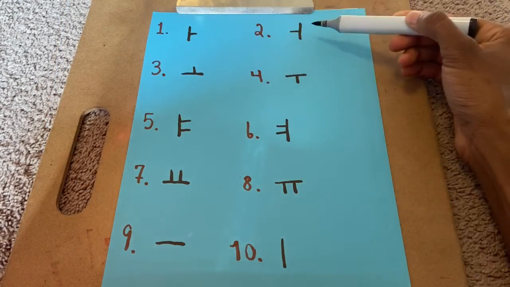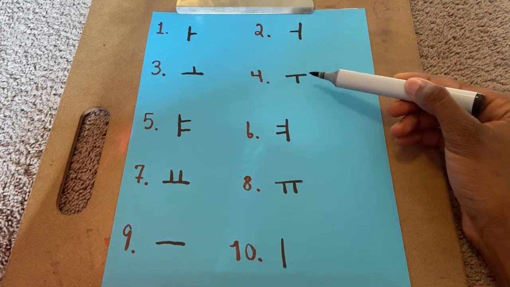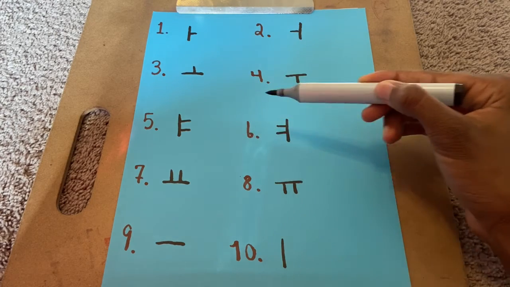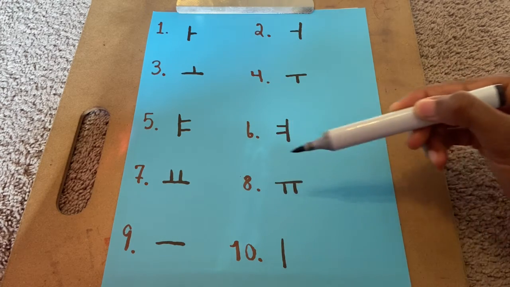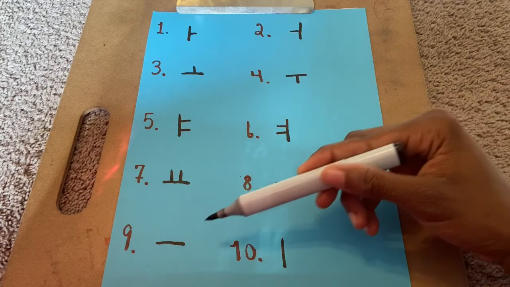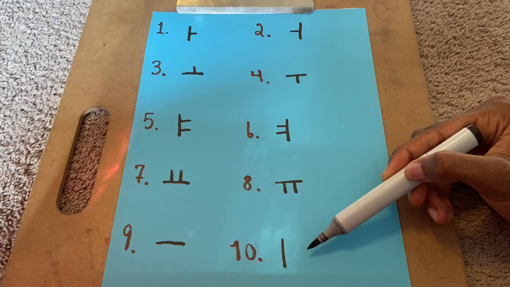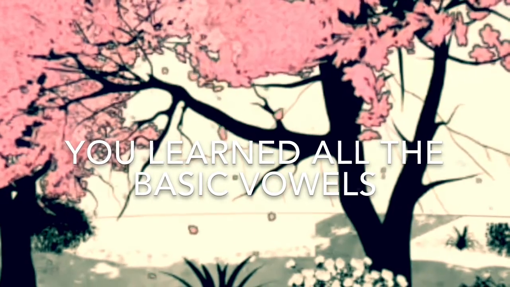Ah, aw, o, oo, ya, yaw, yo, you, and e. Now take notice that my strokes were always left to right or top to bottom. Congratulate yourself! You just learned all the basic vowels.